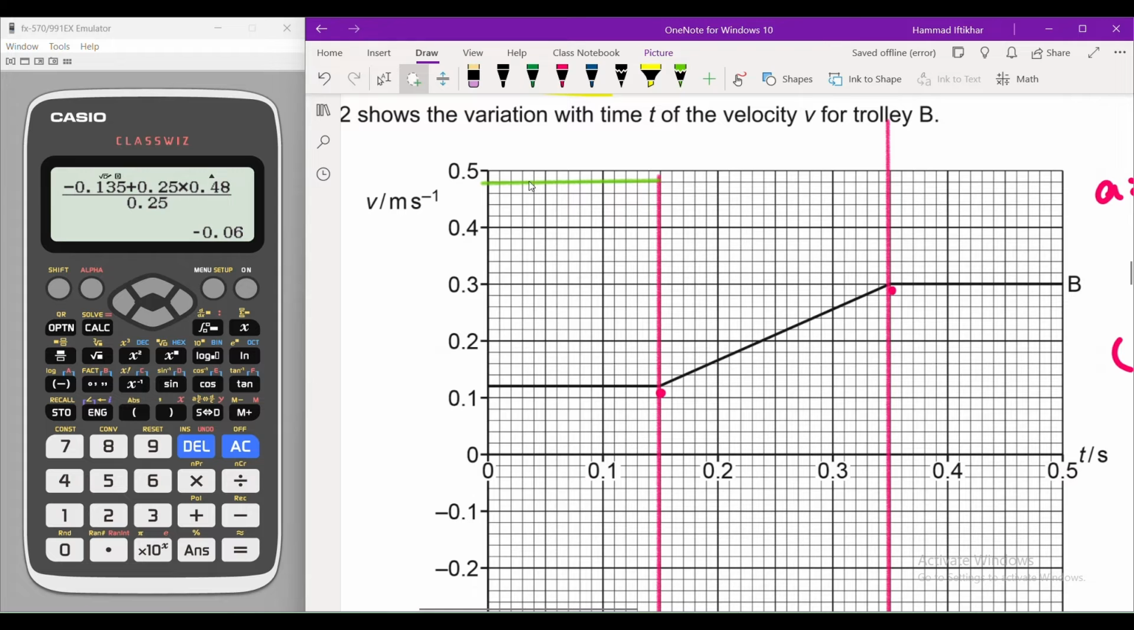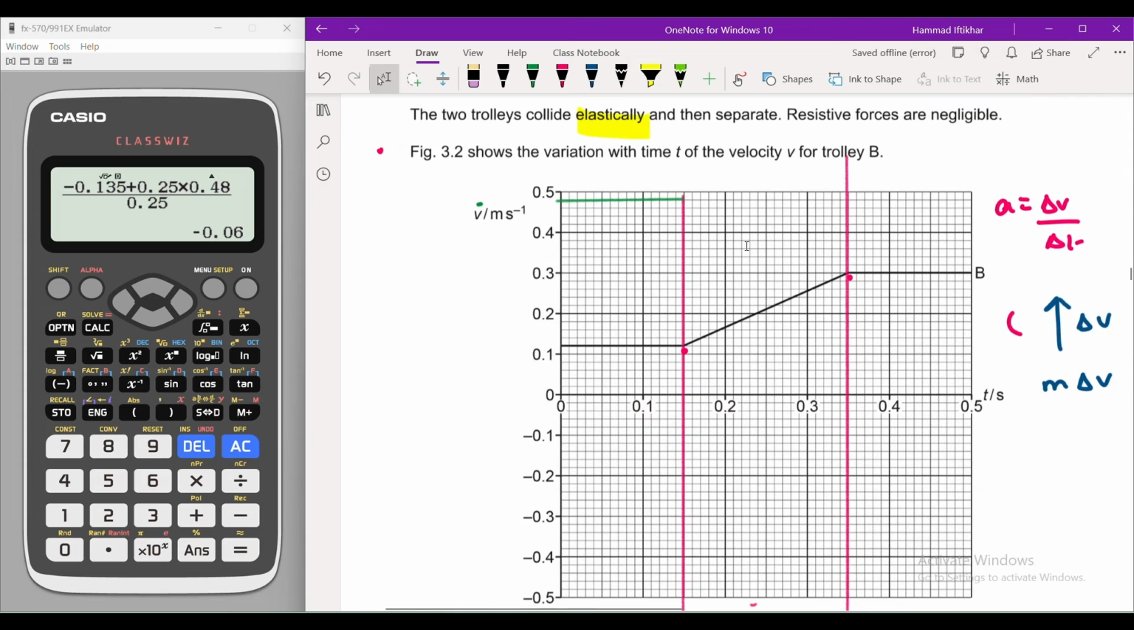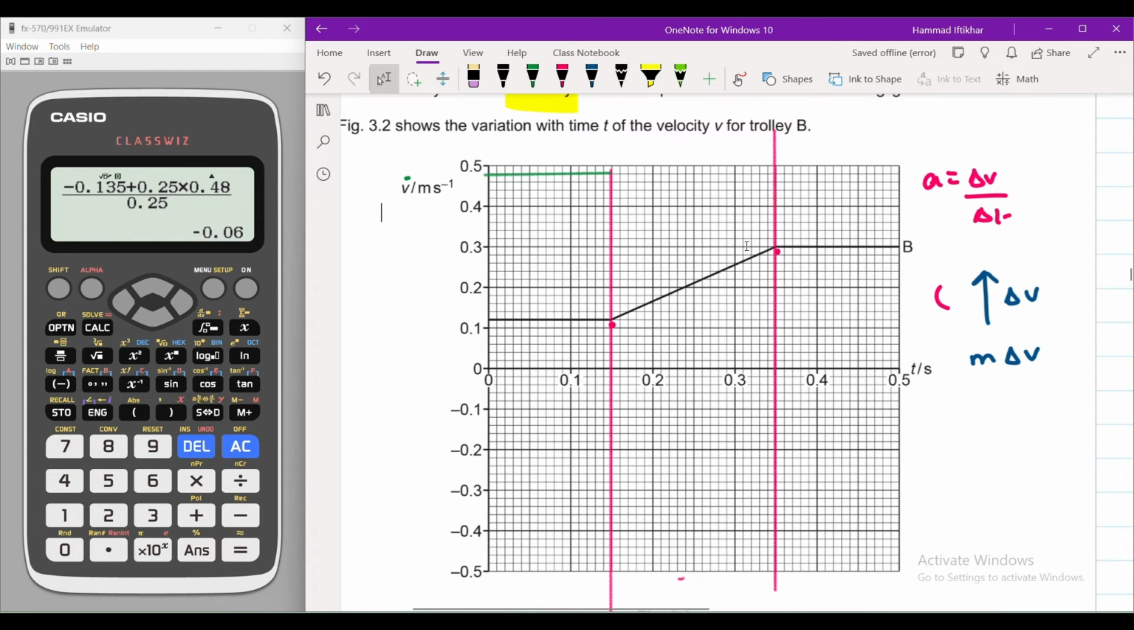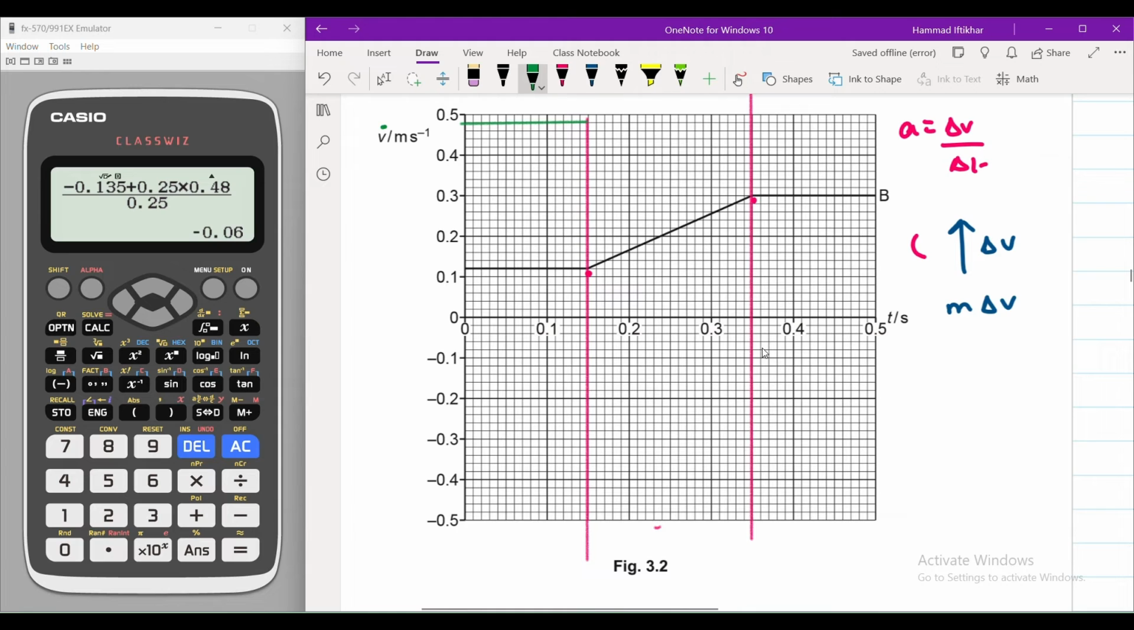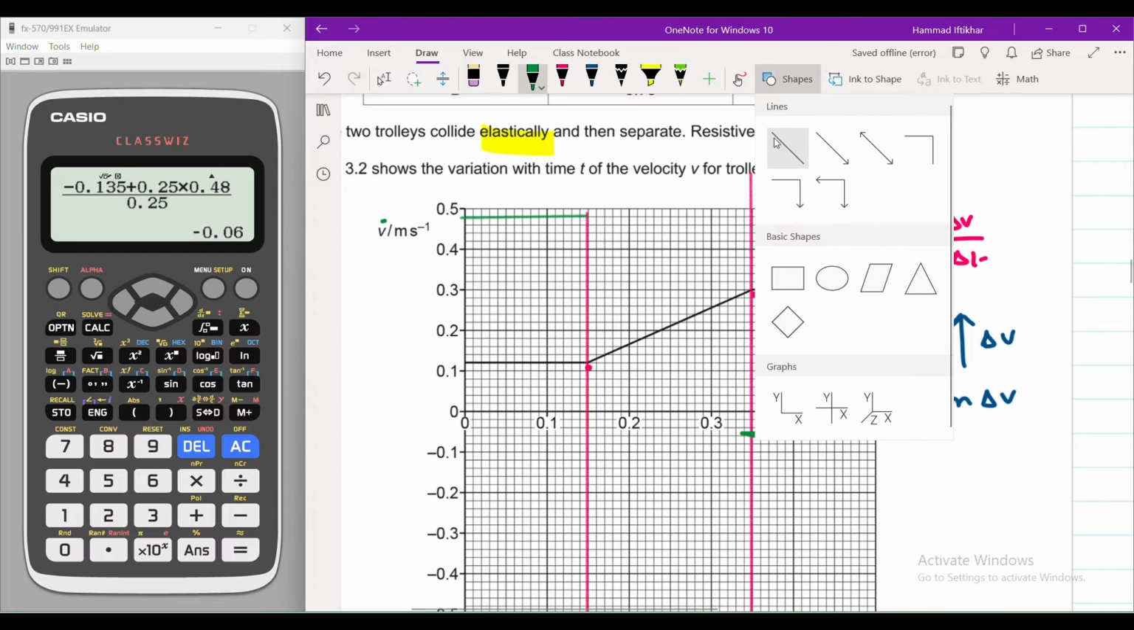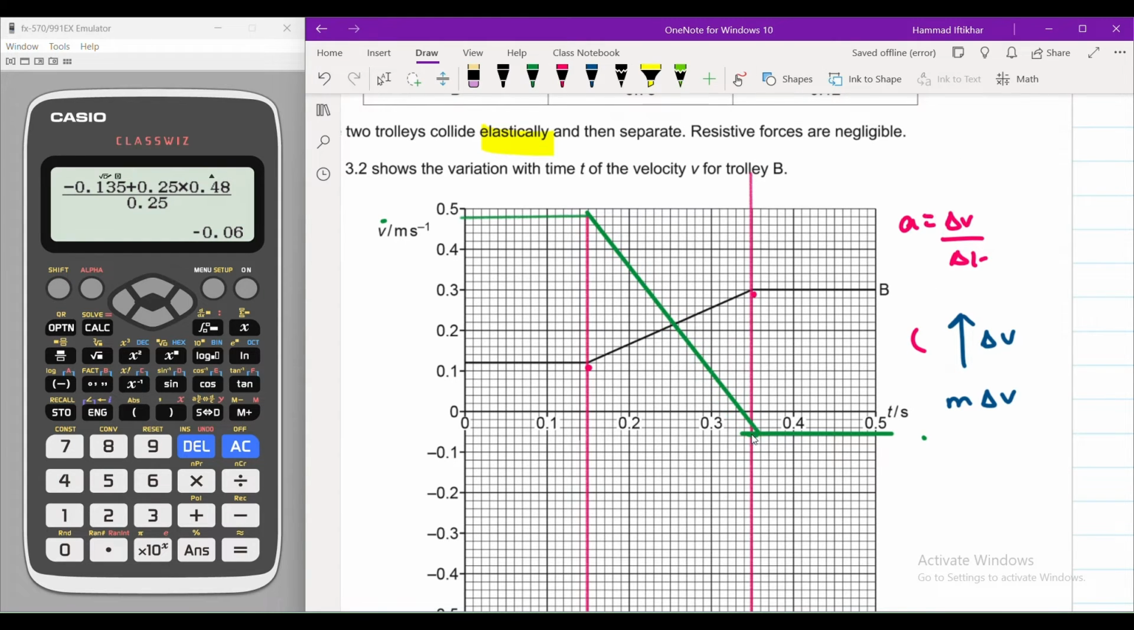So 0.48. Okay, and then it changes to 0.06. 0.06 would be somewhere over here, 0.0246 over here, so right over here. So now the change in velocity from this point to this point. That's it. That's our graph.